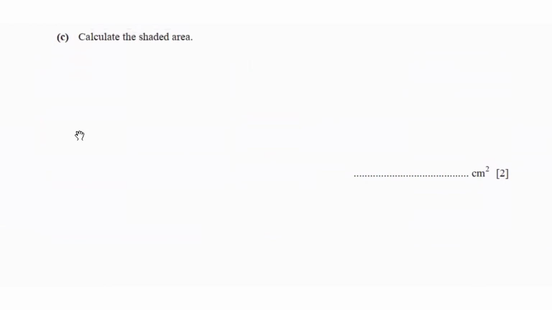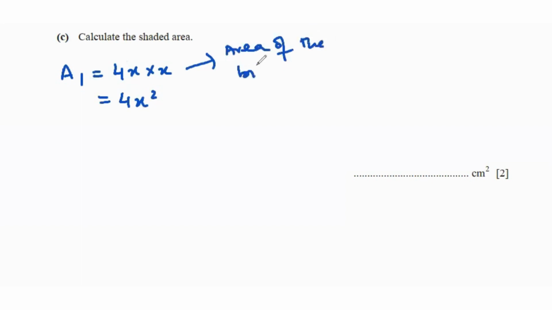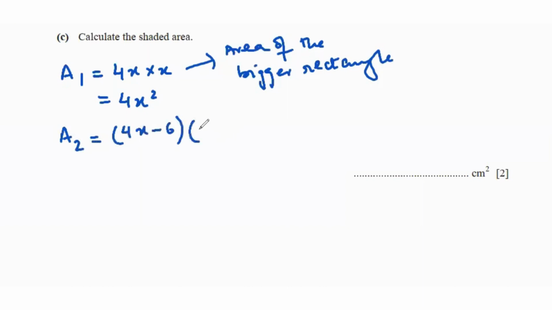And it says calculate the shaded area. So to calculate the shaded area, the first equation we're going to have is 4x times x, which is 4x squared. This is the area of the bigger rectangle. Then the other one we had was A2, the small rectangle: 4x minus 6 times x minus 6, which was basically your 2x squared minus 15x minus 22.